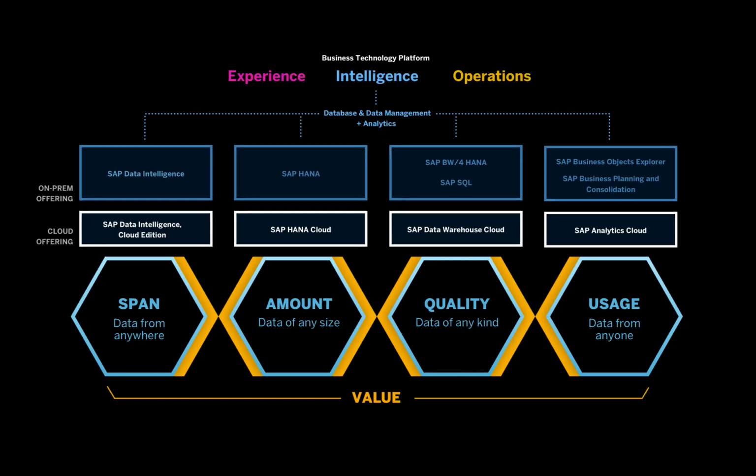Probably you have seen this picture, or at least the picture where you only saw amount, quality, and usage. We came in now with our offerings to create the span area. So to be there as the data creator for all the existing products in this area, for SAP HANA or SAP HANA Cloud, Data Warehouse Cloud, and so on. With our own offering, the flagship is SAP Data Intelligence. This is available on-prem or in the cloud. We will talk about this later too.